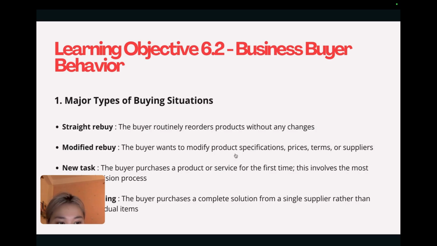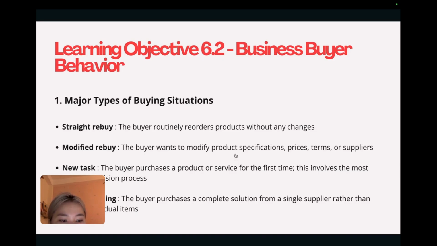Modified rebuy. The buyer wants to modify product specifications, prices, terms, or suppliers. For example, a hotel has been buying bed linens from the same supplier, but now wants better fabric quality, lower prices, or is considering a new supplier. So, the decision requires more evaluation and involvement.